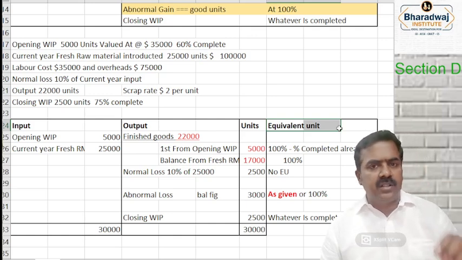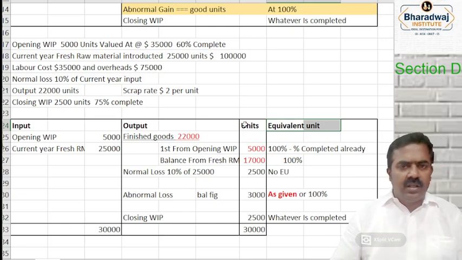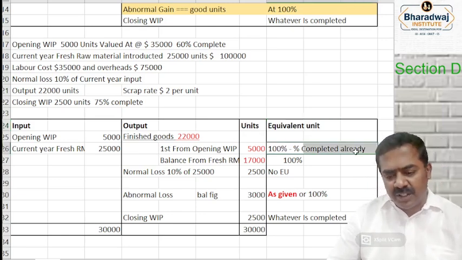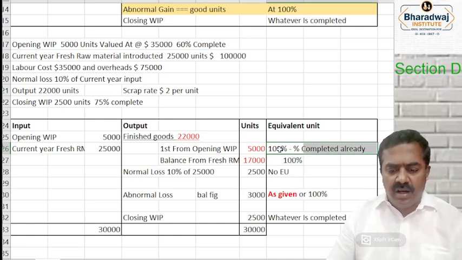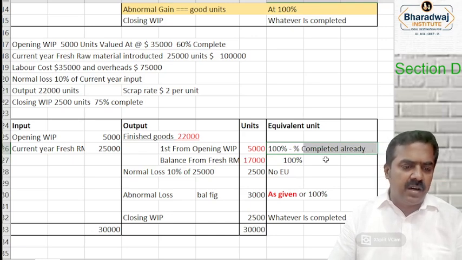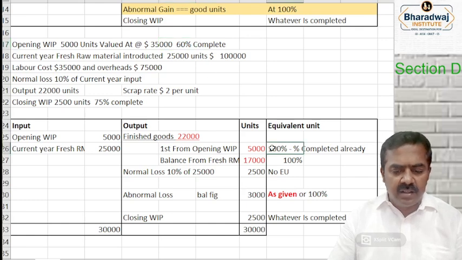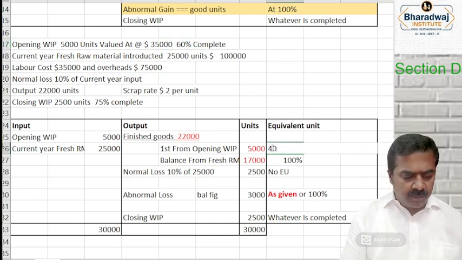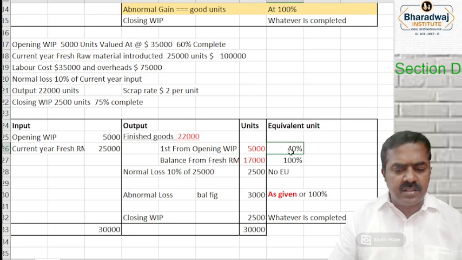Opening WIP, how to assign equivalent unit? Do we do production now? No, we don't do the production now. 100% minus percentage completed already. How much is already complete? 60% already complete. Balance 40% we do now. Look at this. Opening WIP already 60% complete means balance 40%.